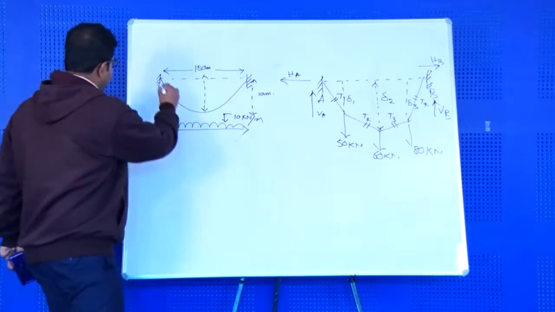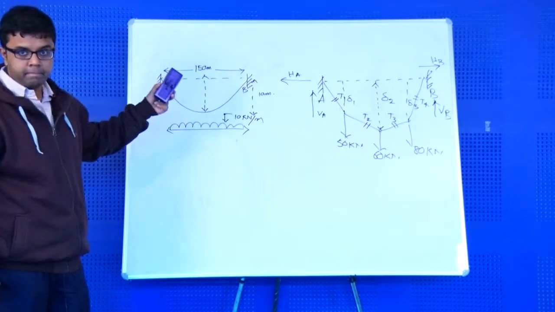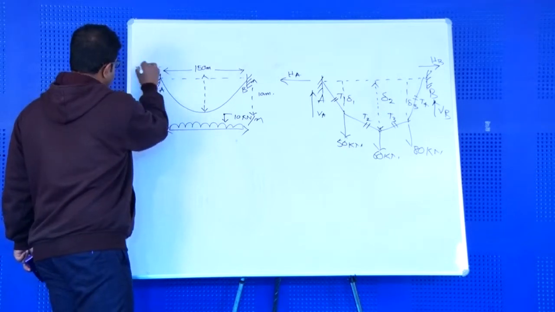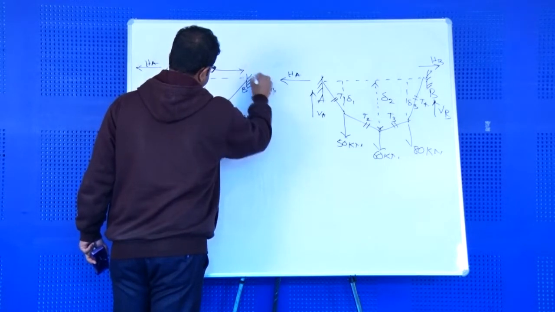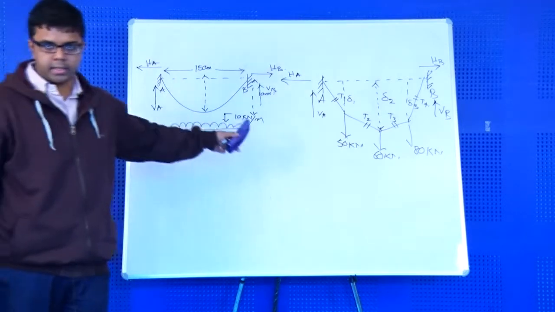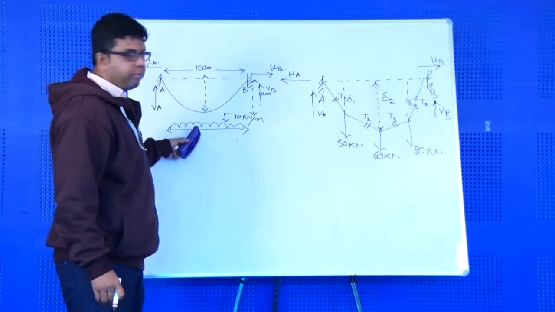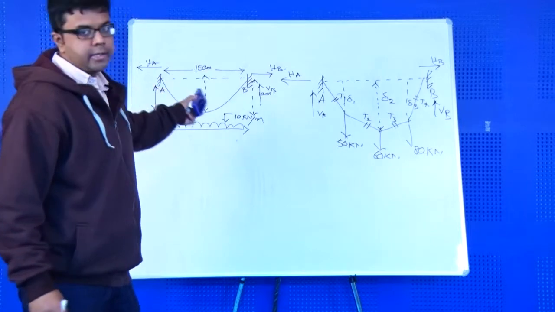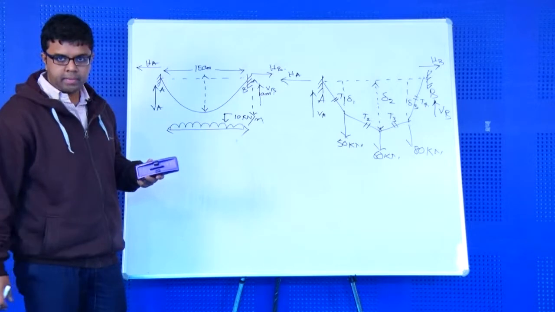If these are the two supports, A and B, let us name the components VA and HA, similarly VB and HB. This is a symmetrical structure, which means that if you divide the structure into half, both halves look alike with respect to loading. So let us solve for the maximum tension.